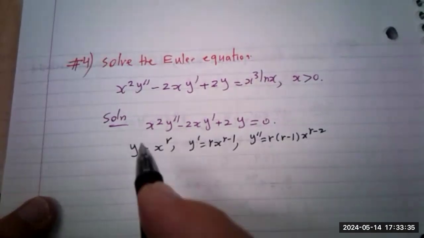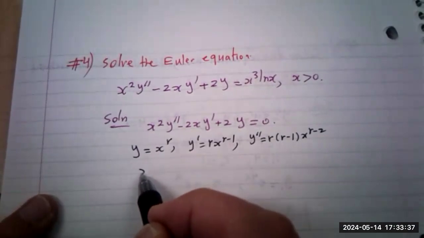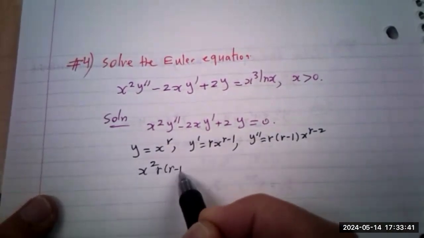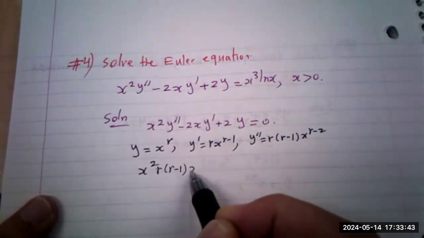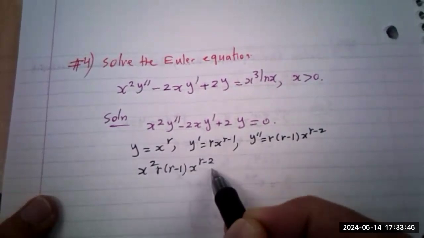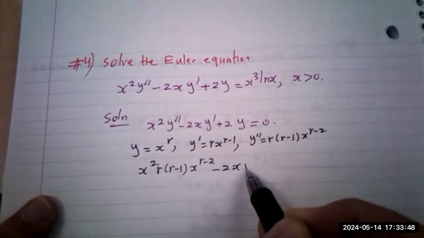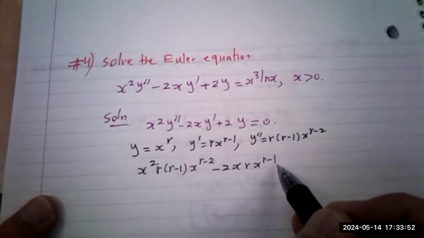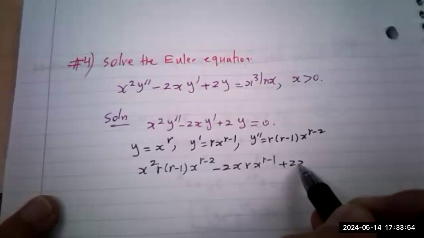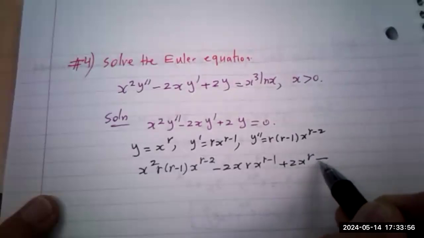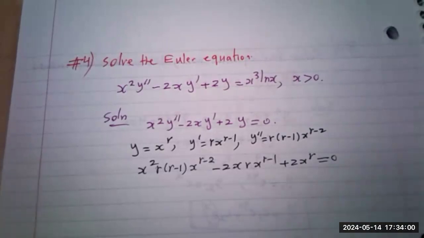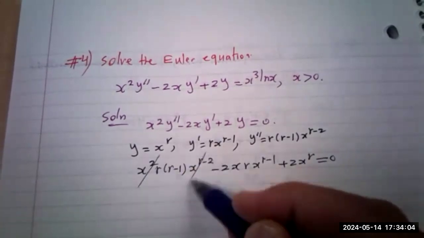Okay, we substitute, so this is it. It's going to be x squared y double prime, which is r times (r minus 1) x to the r minus 2, minus 2x times r x to the r minus 1, plus 2y, which is 2x to the r, equal to 0. You can drop all the x's because if you combine them together, everything would be x to the r.